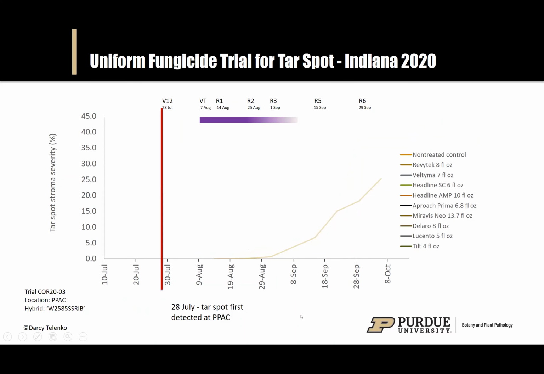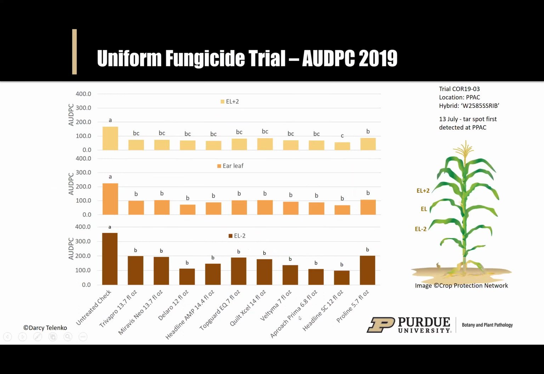We had similar results in 2020. The disease didn't move in quite as early in 2020, but again, you can see most of our fungicides are reducing that disease curve and reducing the amount of disease that develops within the crop canopy. If we look overall at the area under the disease progress curve, this is looking at the ear leaf -2, the ear leaf, and the ear leaf +2, across all those leaves, we are able to reduce tar spot within the crop canopy.